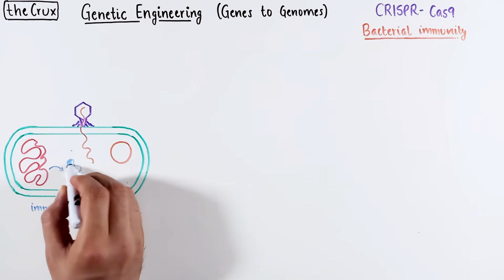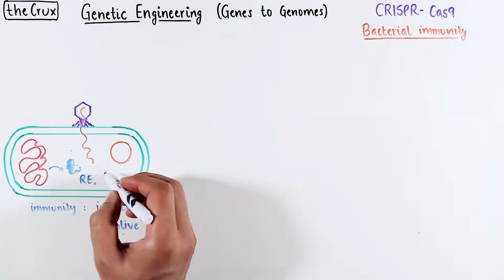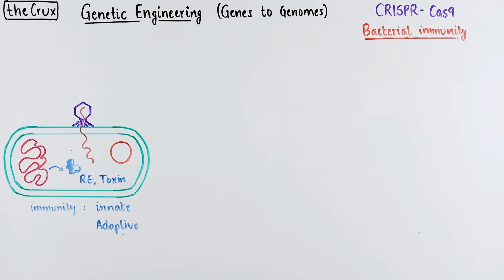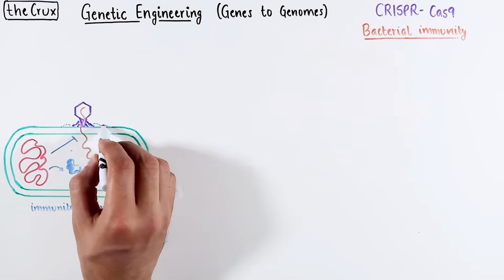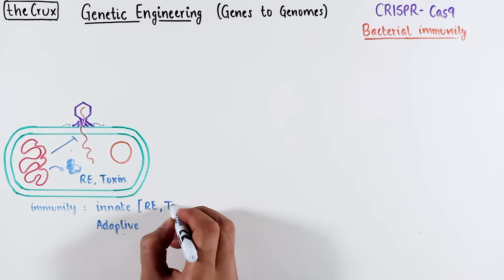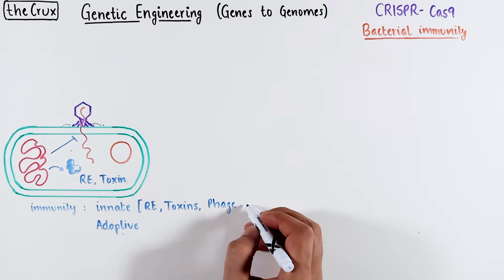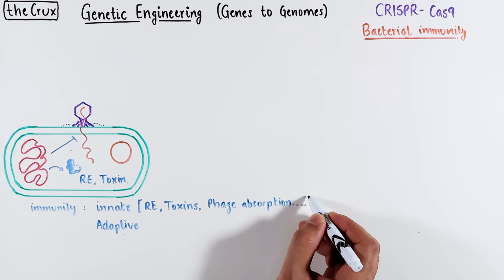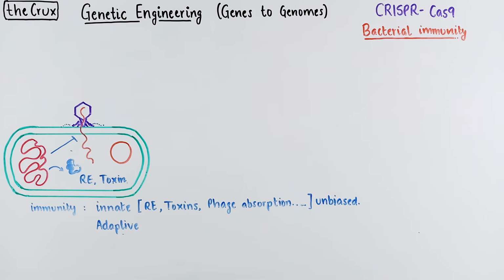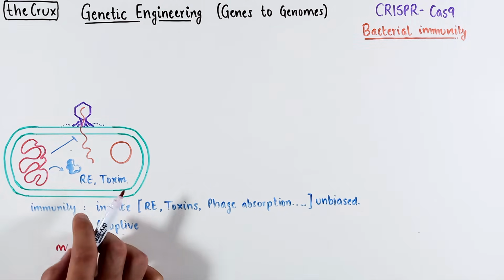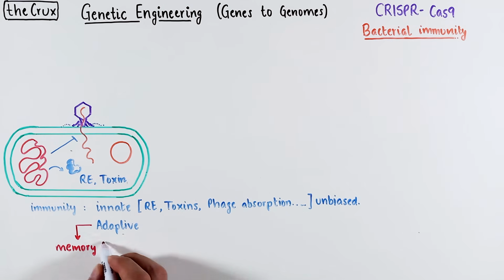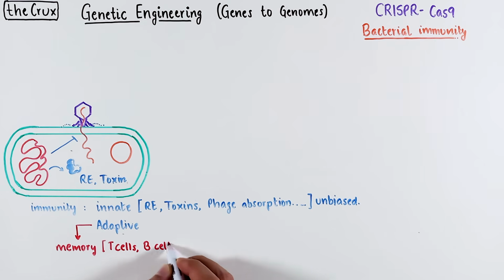Typically, a bacterium makes restriction enzymes, toxins, and has many other pathways to defend against pathogenic DNA elements. All such pathways are an innate response because they are unbiased and do not require any memory. Adaptive immunity, on the other hand, requires memory. Us humans have a range of complex immune cells that help us adapt. Vaccines are a way to create immunogenic memory.